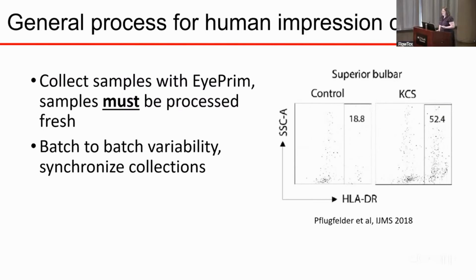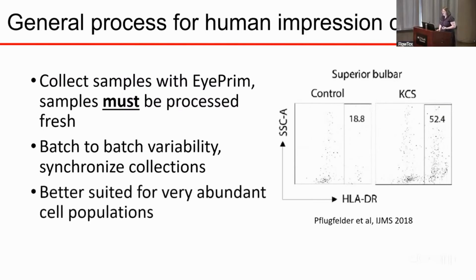And particularly with this human impression cytology, we find that since the cell number is so low, it's better to use a panel that investigates abundant cell populations. Here, for example, we're looking at an antigen-presenting cell marker, which is abundant in these samples.